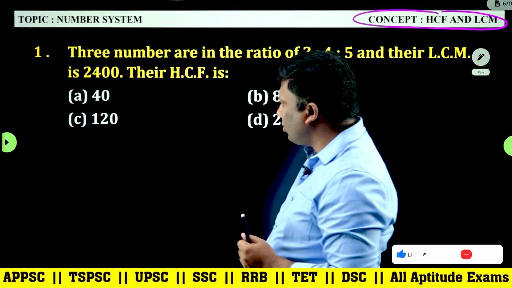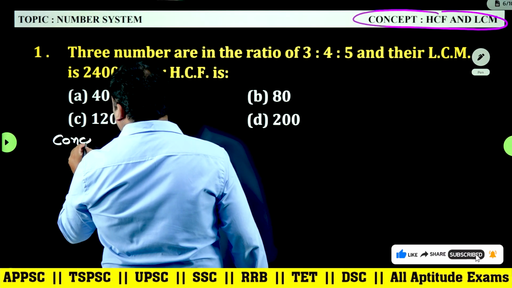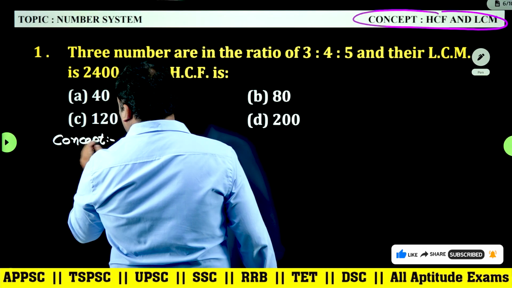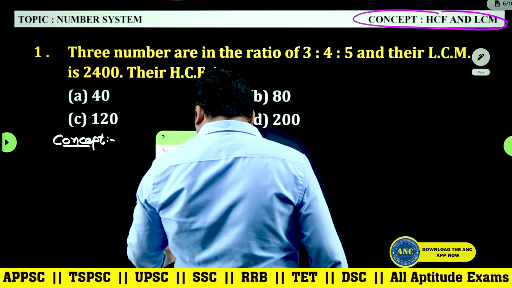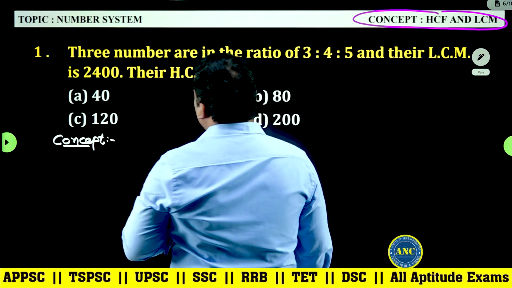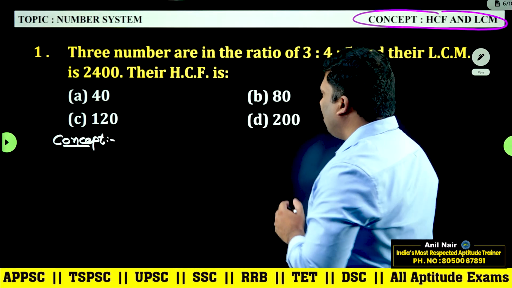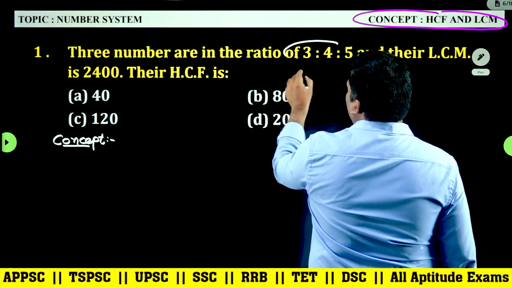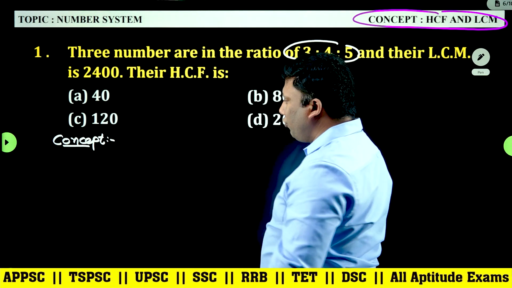To solve the first question, first read the question. Take a few seconds and read it. There are three numbers, and these three numbers are in the ratio 3:4:5.